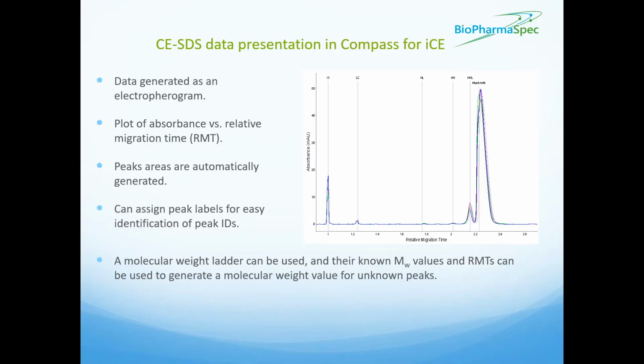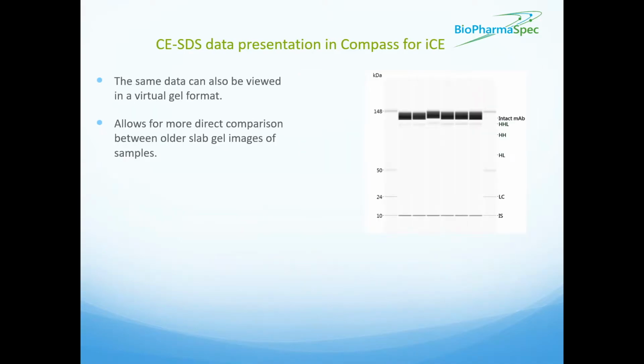Now, as well as using relative migration time for this, you can also run a molecular weight ladder. And using the known molecular weights, you can translate this data from relative migration time to molecular weight as well, which is a very convenient thing, of course, to do.